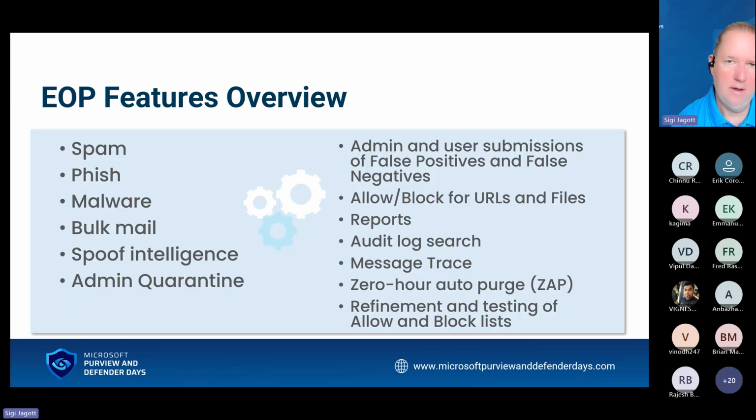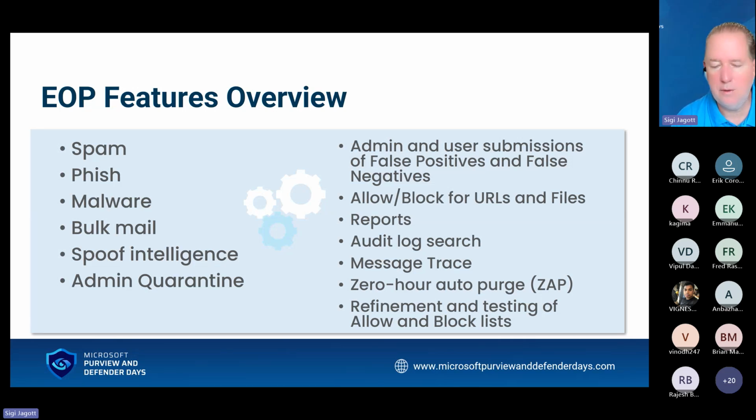But let's have a look. The basic features that are available to anybody in Microsoft 365 are the EOP features. So that's, for example, spam protection, phishing protection, malware protection, bulk mail detection. It's also spoof intelligence or your admin quarantine. It also allows you to configure, for example, URLs and files, and includes, for example, message trace and zero-hour auto purge.